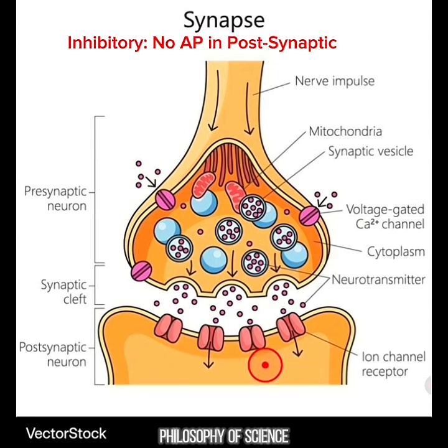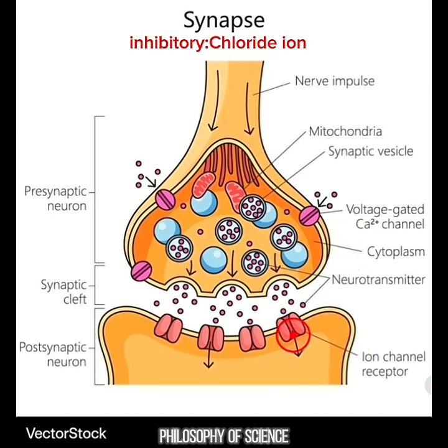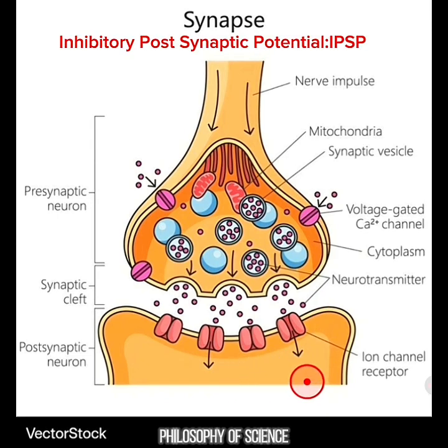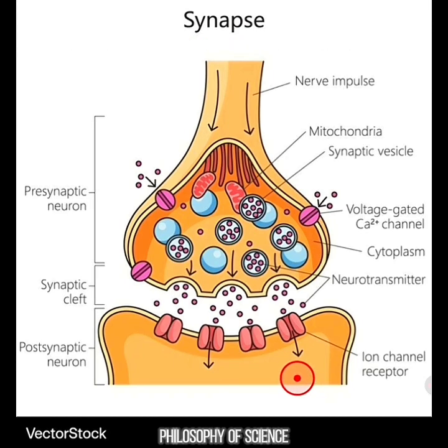And in case it's an inhibitory synapse, the channels that open are Cl- channels, and this will lead to an inhibitory postsynaptic potential, IPSP. So for a quick summary, if Na+ enters, this means that it's an excitatory synapse. If Cl- enters, this means that it's an inhibitory synapse.